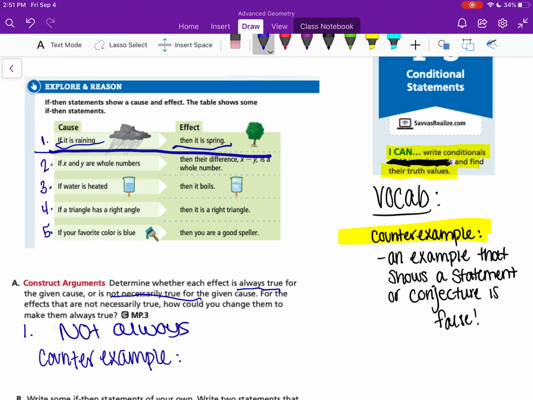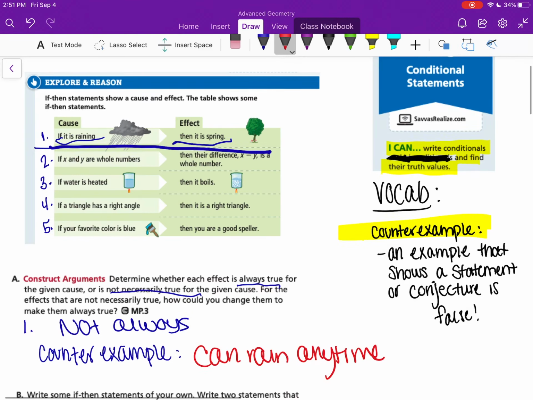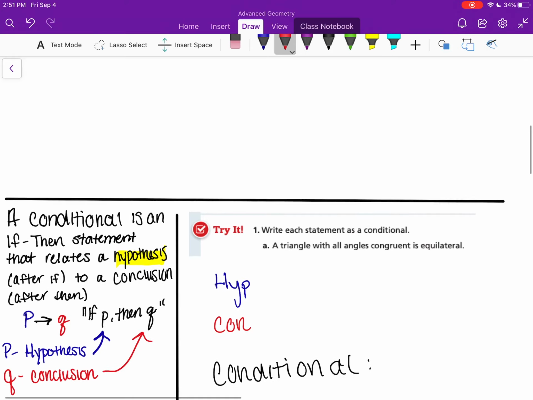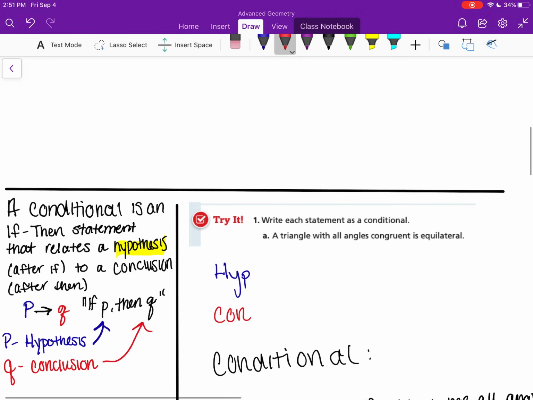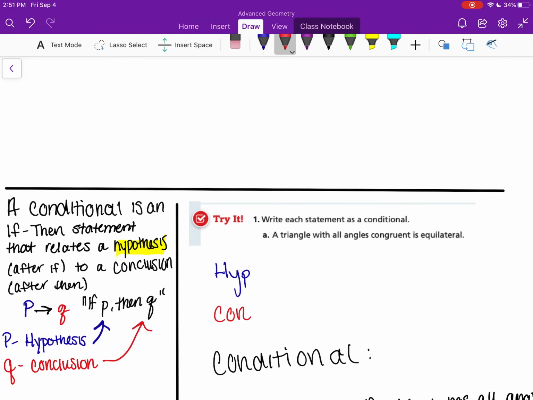And we could give a counterexample to even further prove that. The counterexample could be that it can rain in any season. So just because it is spring doesn't necessarily mean that it's raining. Or the other way around, just because it's raining doesn't mean that it is spring. Those things don't work like that. And that's what this section is going to be about, conditional statements and finding out whether they're true or not.